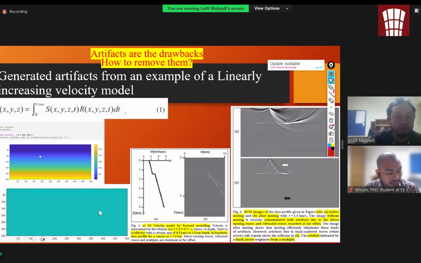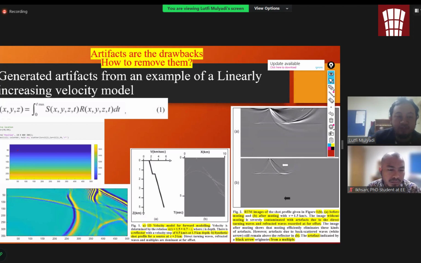The example is on the left side. Can you see the left side? Here we have a constant velocity model, and after that it increases linearly using a linear equation. It's not similar to the right side, but I want to give you an illustration of what happens if we have a linearly increasing model. So what can we have? Write this. Can you see?